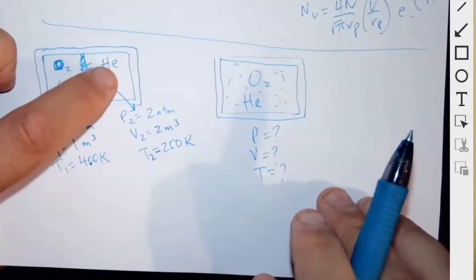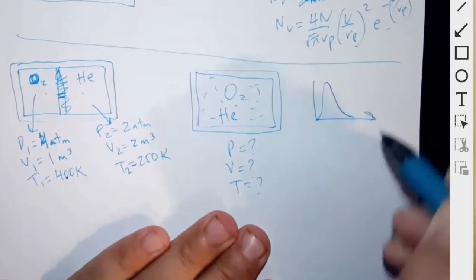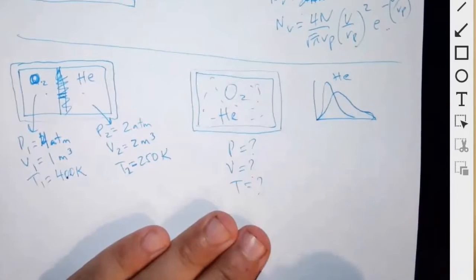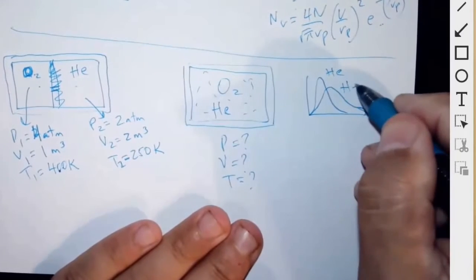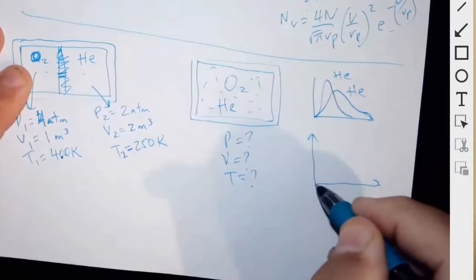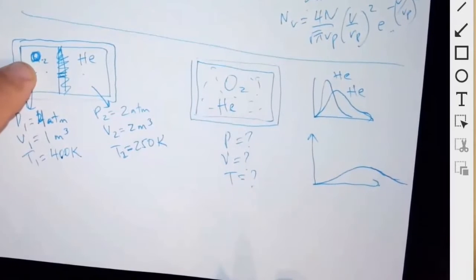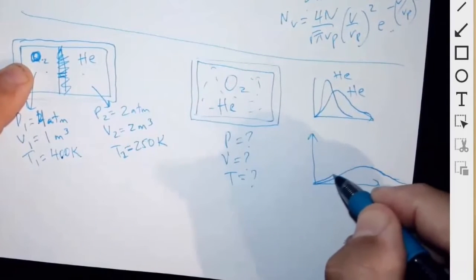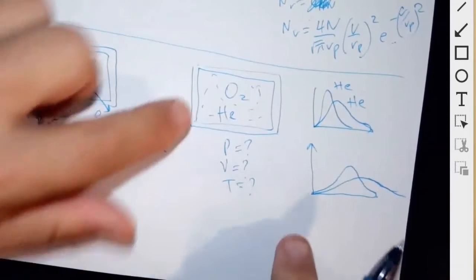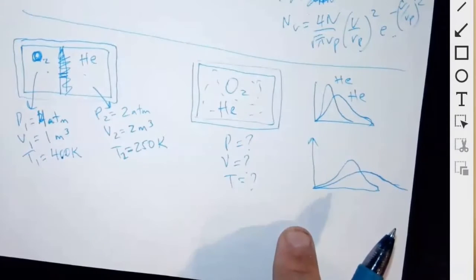So the velocity distribution of the helium should start increasing. If the helium's velocity distribution looks like this, it should start looking like this. They should start moving faster and faster. And of course, the opposite will happen to the oxygen. The oxygen is already moving fast, and so the oxygen will start slowing down. At the end, they should reach the same temperature. They should be in equilibrium.